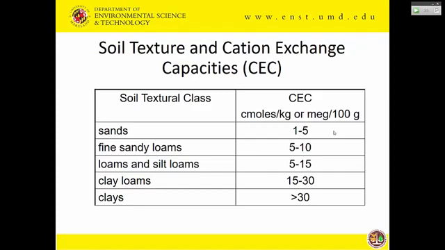So I know there's a common belief among some growers, usually more hobby growers, that, oh, the more clay I have, the better the soil is. Only up to a point, okay? Then it's not good anymore.